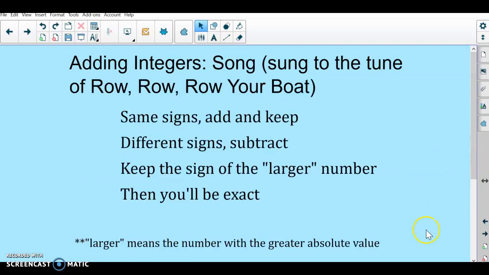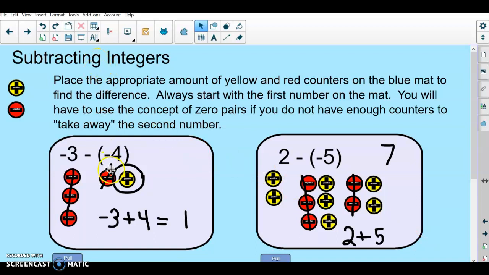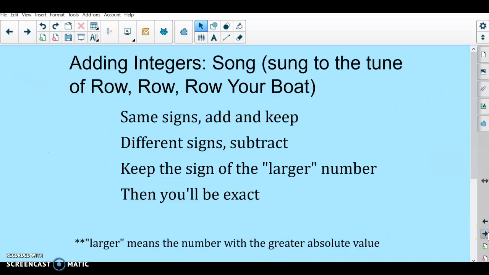And then I kept the song for you because it's my favorite. We'll sing it again. Same signs add and keep, different signs subtract. Keep the sign of the larger number, then you'll be exact. Remember, this is just for adding integers, okay? So if we're subtracting integers, we need to change the subtraction to addition first, making the number that comes after that opposite, and then you can sing your song. So hopefully this helps and you are getting the knack of this.